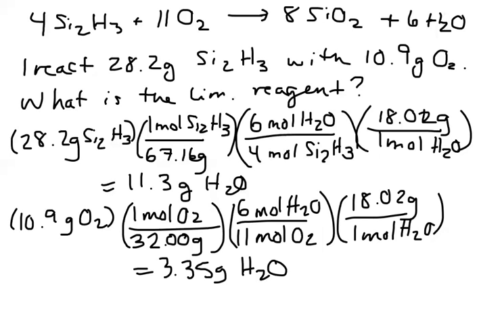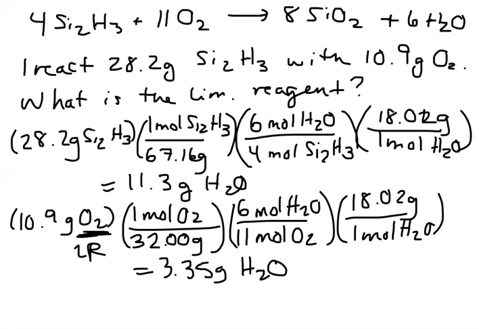Based on this, what is our limiting reagent? O2, exactly. So in this case, you didn't need to give me the theoretical yield, but you need to give me the limiting reagent. And if it's the limiting reagent for H2O, it will also be the limiting reagent for SiO2. So no matter which product you choose, you should get the same answer for what is the limiting reagent. Any questions on that? All right.